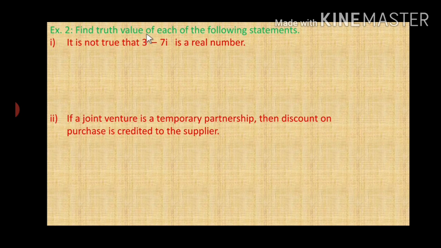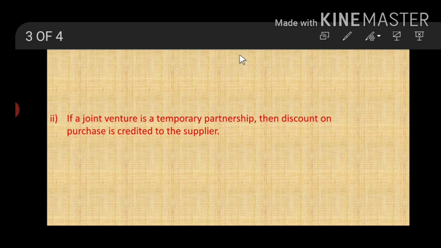Now find the truth value of each of the following statements. Now over here they have given the compound statements, and we have to find the truth value of the compound statement. Now you know that the truth value of the compound statement depends upon the truth value of its constituent statements and the connective used. So while finding the truth value of the compound statement, first we have to find the truth value of its simple statements, the constituent statements, and also you have to consider the connective used. So depending on these values, you will write the truth value of the compound statement.